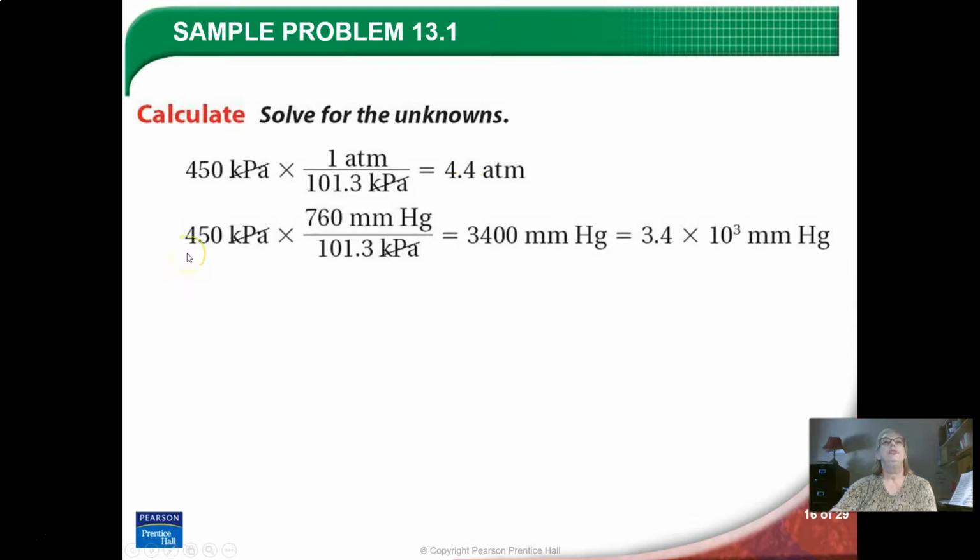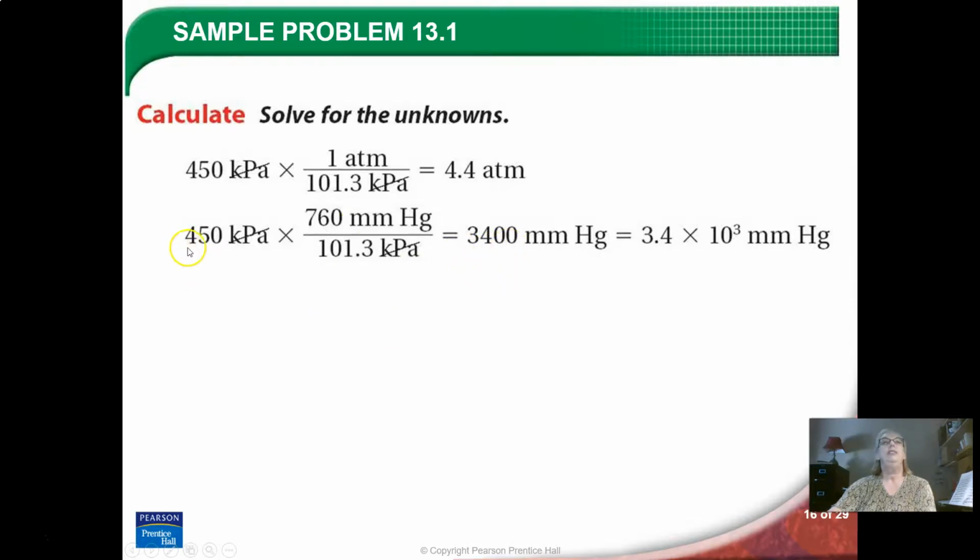If I want to go to millimeters of mercury, I take the kilopascals, put that conversion factor on the bottom to get rid of the kilopascals, and then put the unit I'm trying to get to on top. Put this in your calculator: multiply by that, divide by that, and you'll get this.